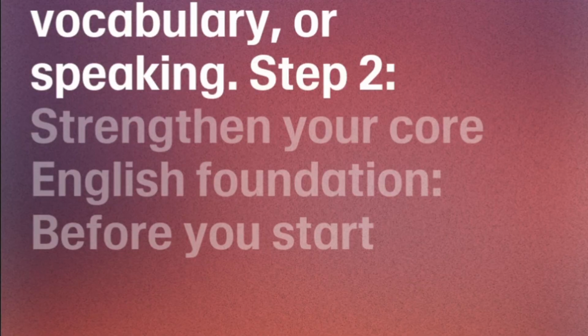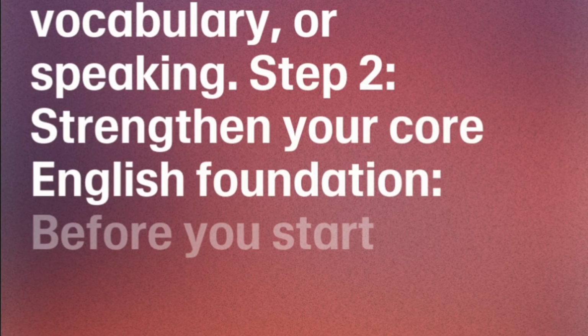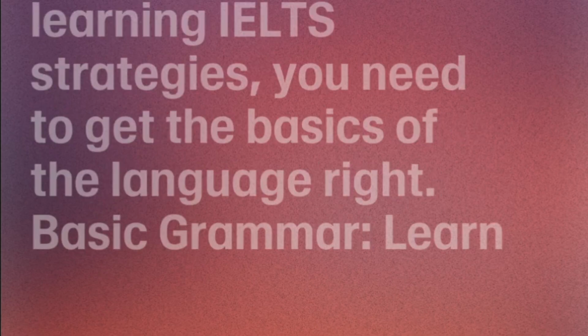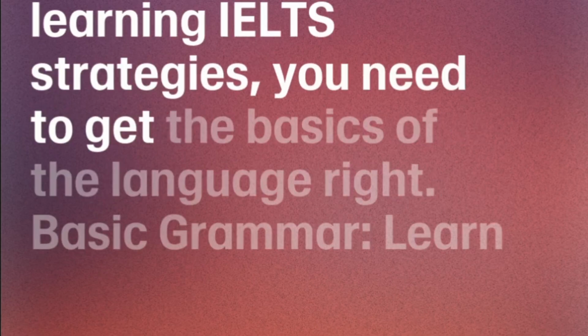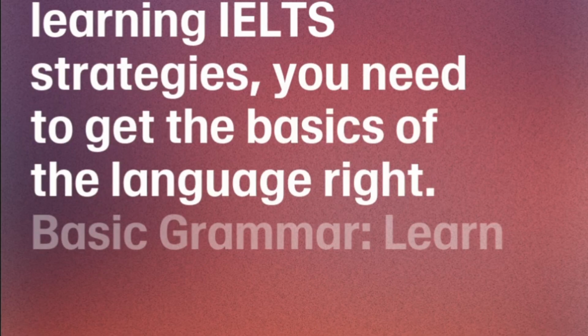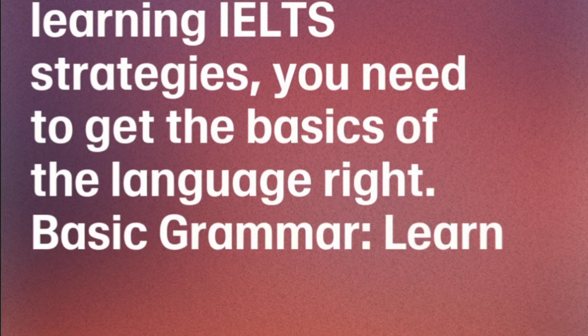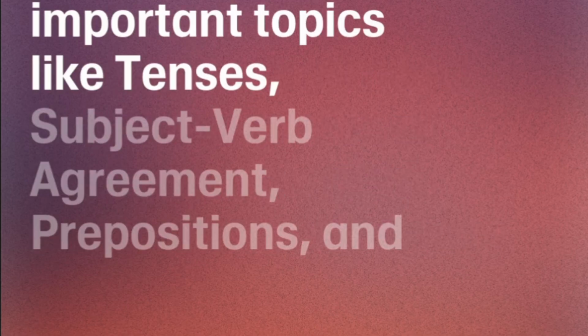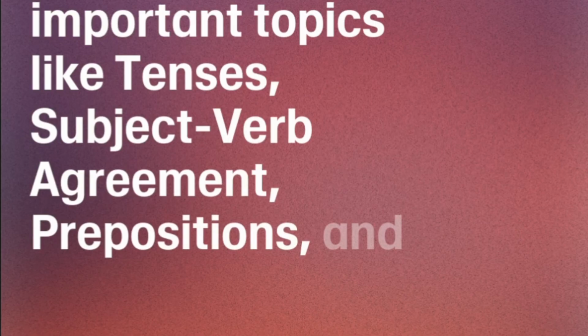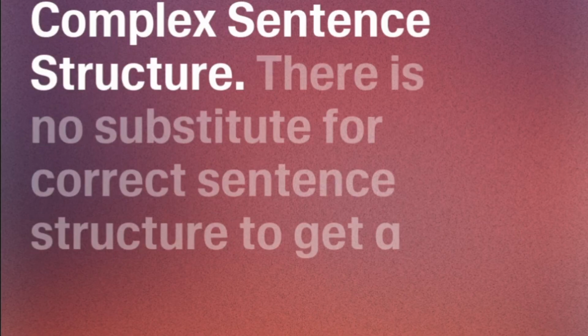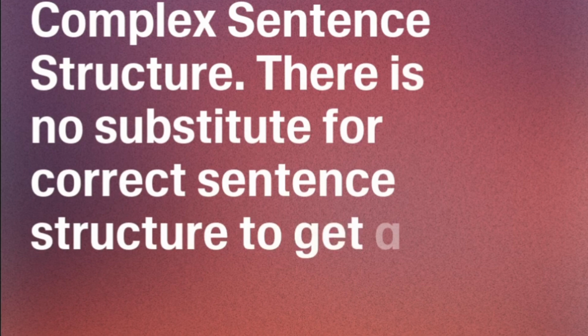Step 2. Strengthen your core English foundation. Before you start learning IELTS strategies, you need to get the basics of the language right. Basic grammar. Learn important topics like tenses, subject-verb agreement, prepositions, and complex sentence structure. There is no substitute for correct sentence structure to get a good band in IELTS.